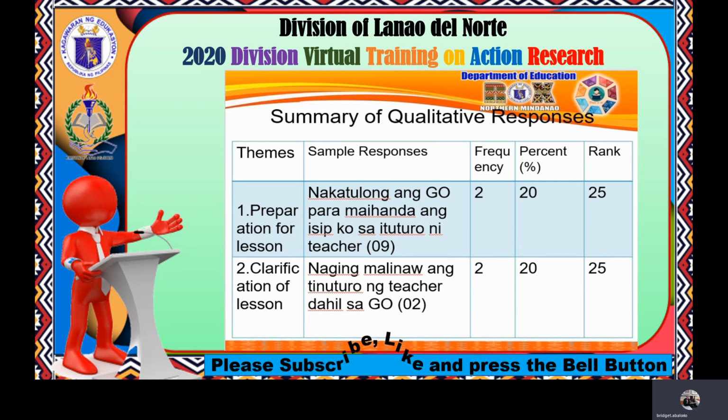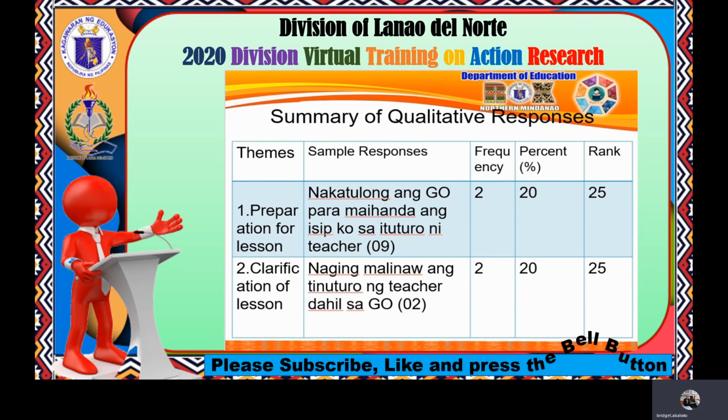Then, the frequency, having the same or related sample responses. There were 2 students who answered the same way. And then the percentage is 20. And it ranked 25. Another also is we have theme, clarification of lesson.